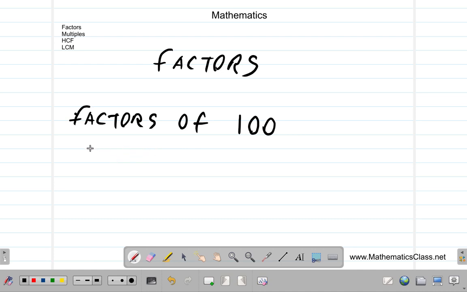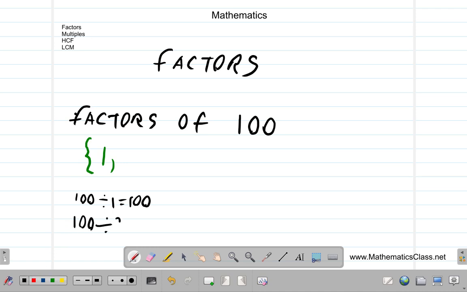Now, if we say, alright, let's put them in brackets here, curly brackets, because it's a set of numbers, so we use curly brackets to represent a set. Suppose you say 100 divided by 1, you get 100, no remainder. So 1 is a factor of 100.